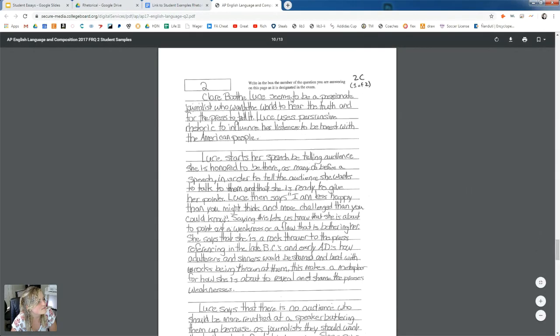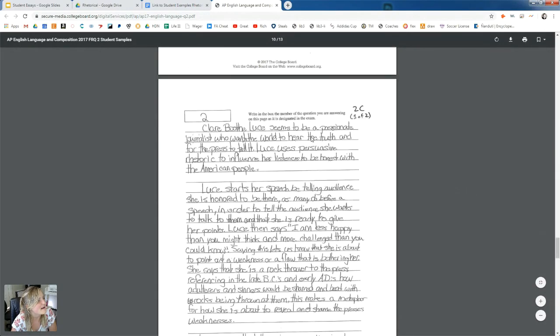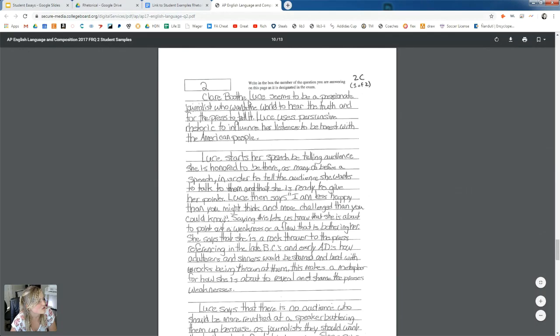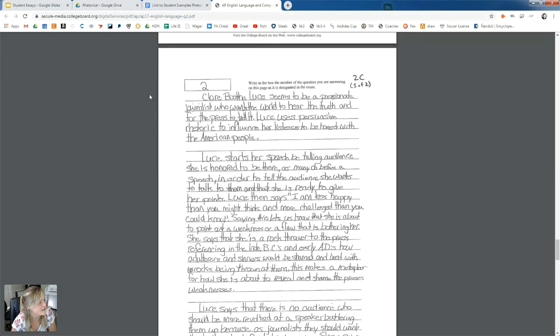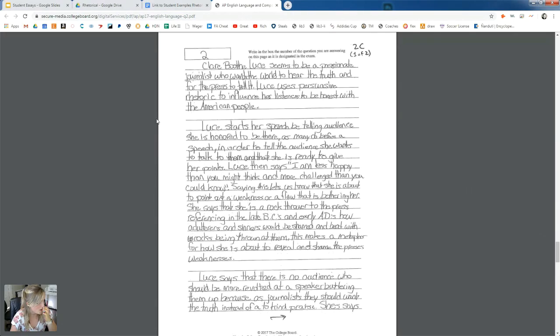Clare Boothe Luce seems to be a passionate journalist who wants the world to hear the truth and for the press to tell it. Luce uses persuasive rhetoric to influence her listeners to be honest with the American people. Luce starts her speech by telling the audience she is honored to be there, as many do before a speech, in order to tell the audience she wants to talk to them and she's ready to give her points.